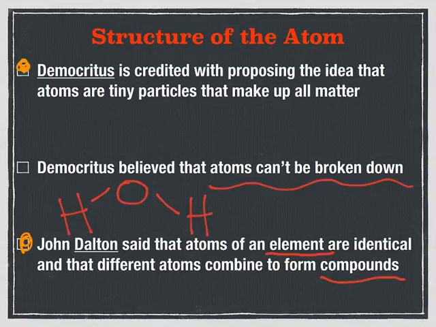So where John Dalton comes in, he said that these compounds are formed when different atoms bond together, which we would say is pretty accurate. We have oxygen and hydrogen in water. Those are different types of atoms. They've combined, and that makes a compound. So far we've covered Democritus and John Dalton.